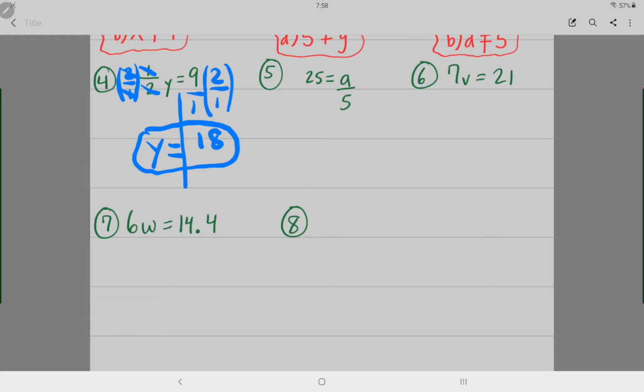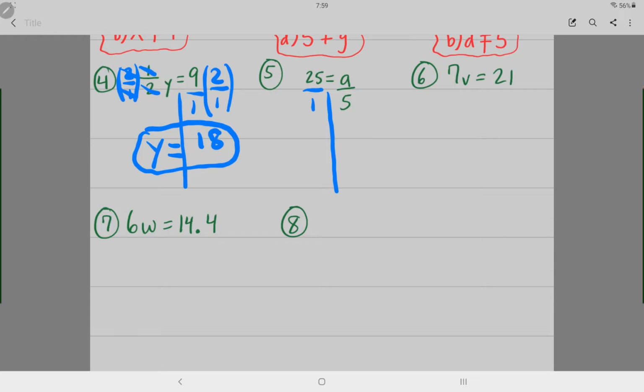All right, number 5. 5 says 25 equals a over 5. Again, this is another fraction problem, so we want to do the same steps. So equal sign, draw the line. I just remembered KCF, so I'll show that to you here in a second as well. So 25 is a whole number. So just like in number 4 where we just had 9, we want to make that a fraction as well. So let's make the 25 a fraction, put 25 over 1.